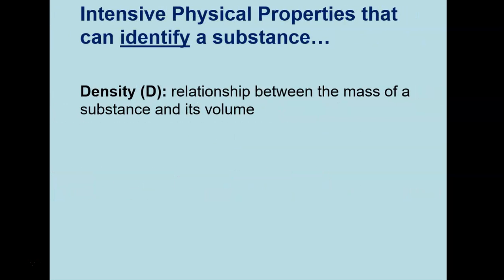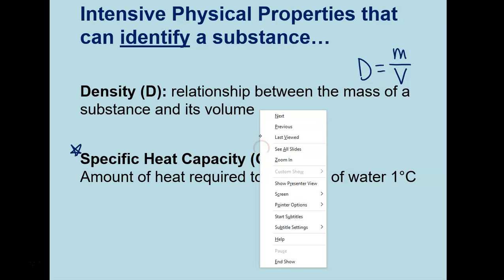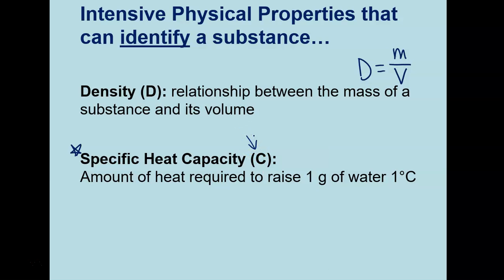Another physical property, and there are actually two here, but I know you know this one very well, is called density, and we give it the variable capital D. And density is the relationship between the mass of a substance and its volume. And I would hope you would all remember that the mathematical equation for solving for density is mass divided by volume. This is a new term that we will address quite a bit in the second semester, and it's called specific heat capacity. The variable is a C. And that is the amount of heat required to raise 1 gram of water 1 degree Celsius.